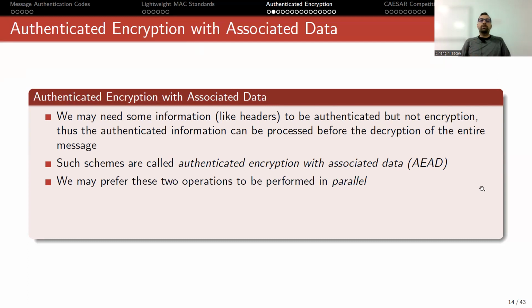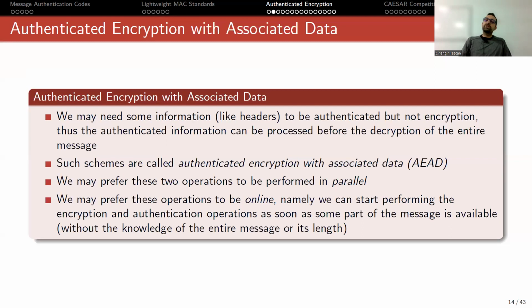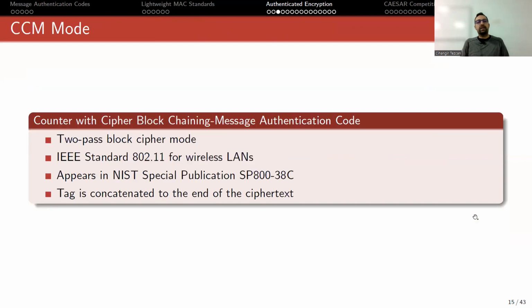We may prefer these two operations to be performed in parallel. We may prefer these operations to be online. Namely, we can start performing the encryption and authentication operations as soon as some part of the message is available, without the knowledge of the entire message or its length. So these terms like online and parallel are kind of important. Let me show you some older designs and then move on to newer ones, okay?